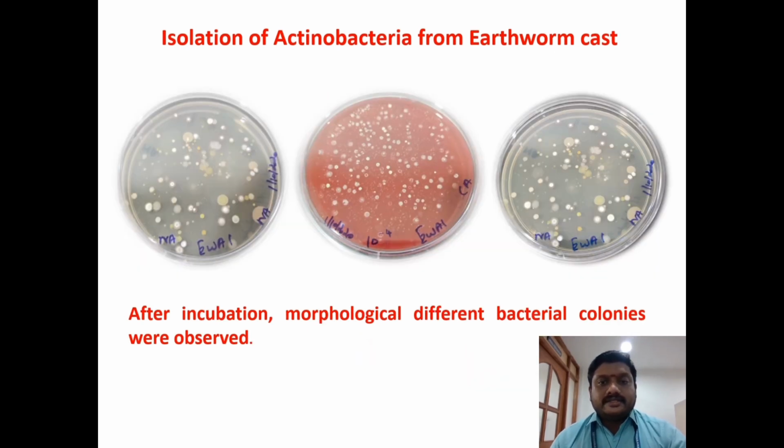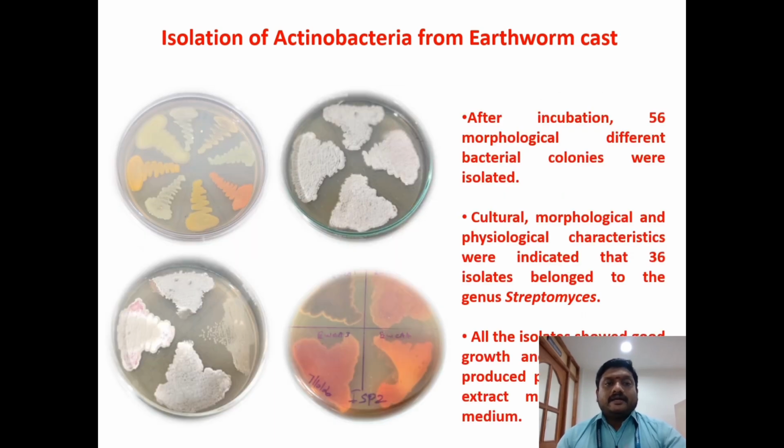So you can see the beautiful pigmented colonies, morphologically different colonies of actinobacteria and bacteria. After incubation, morphologically different bacterial colonies were observed in all three plates, three media. We isolated around 56 morphologically different bacterial colonies. Of those, 36 belong to Streptomyces, that is actinobacteria.